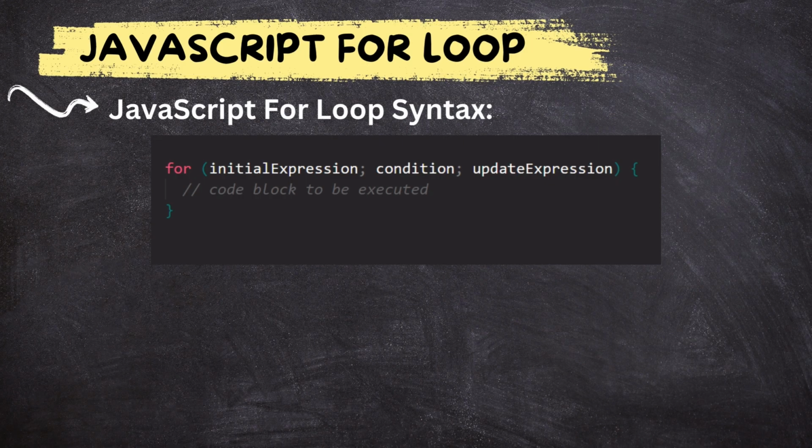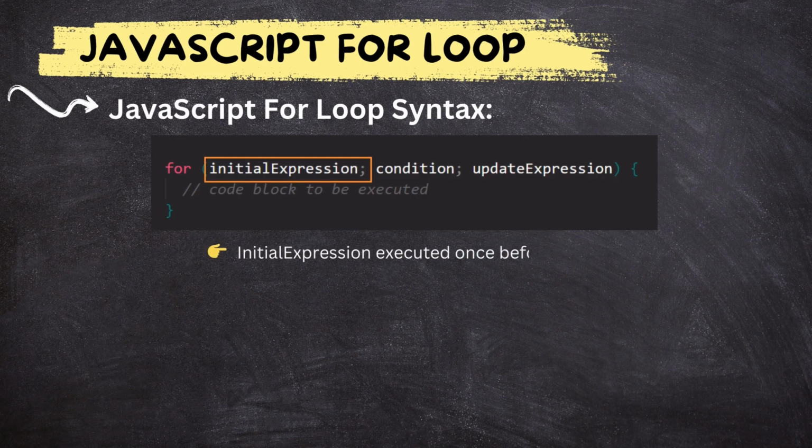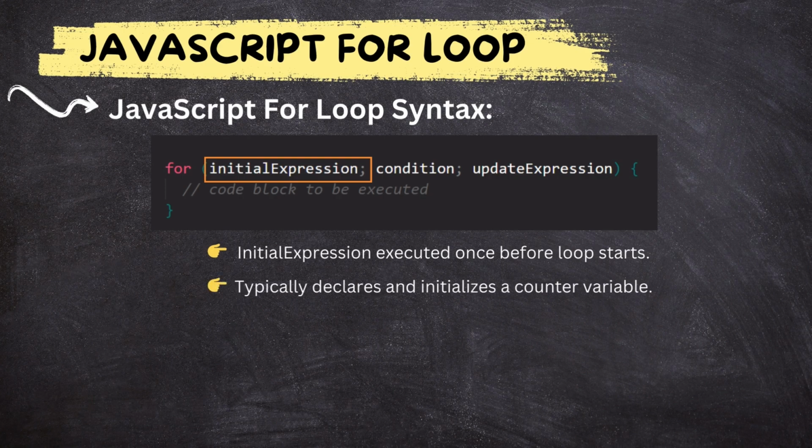Now this for loop is the most basic and widely used loop in JavaScript. It allows us to run a block of code a fixed number of times based on the expressions that we specify. The syntax of the for loop is as follows. Here the initial expression is executed only once before the loop starts. It is usually used to declare and initialize a variable that acts as a counter for the loop.